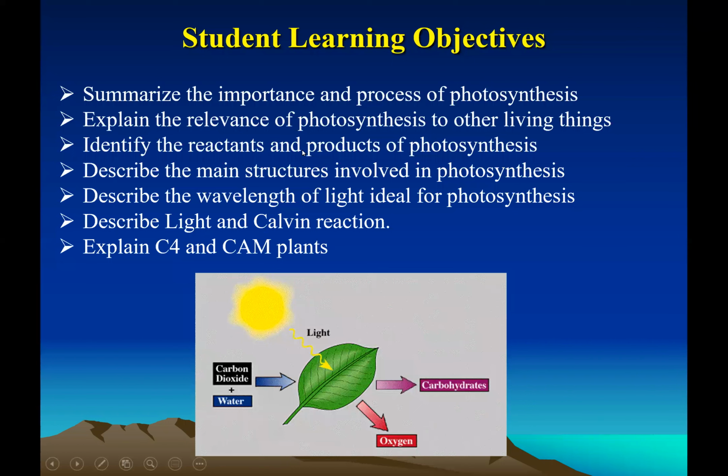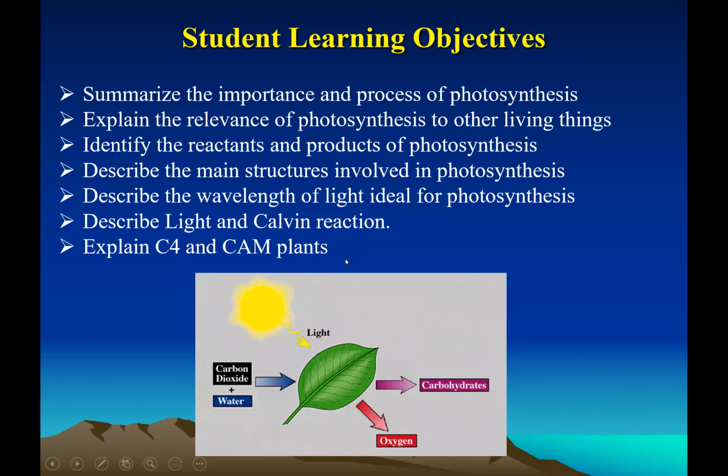You'll be able to identify the chemical reaction of photosynthesis, the reactants, and the products. You will understand the main structures in a eukaryotic cell that synthesize sugars by photosynthesis. We'll also lightly cover the wavelength of light that is ideal for photosynthesis.